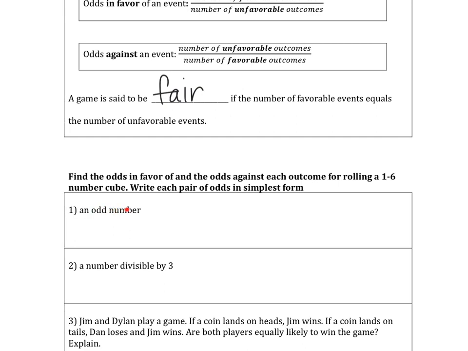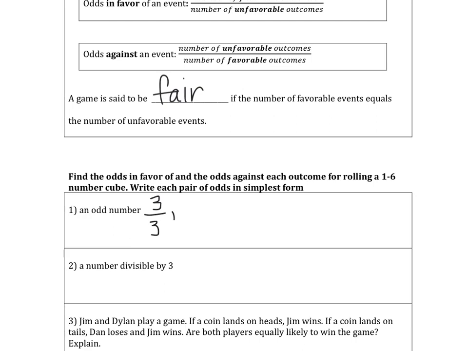And what are our odds of getting an odd number? So an odd number would be 1, 3, 5. And so the favorable outcome would be 3. There's 3 different ways of getting an odd number. And there are also 3 ways of not getting an odd number. So that's the unfavorable. And so that's the odds in favor.